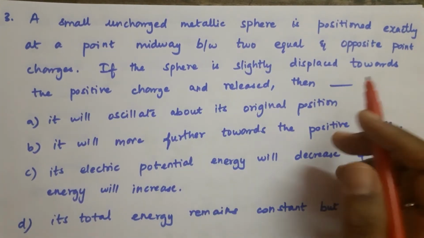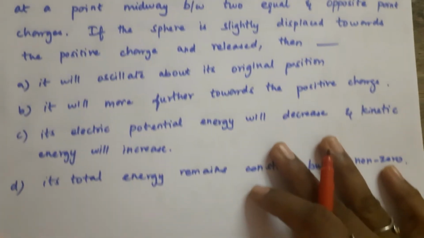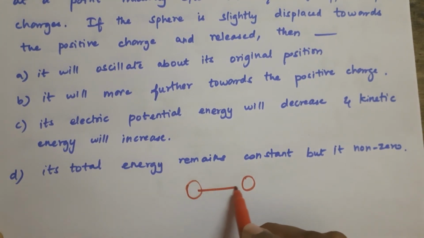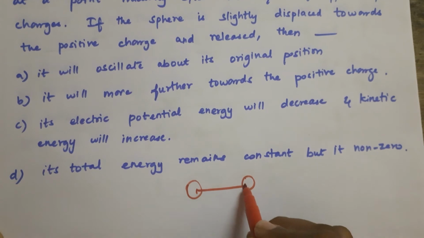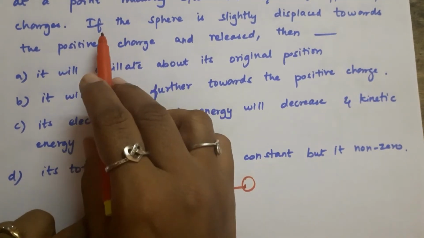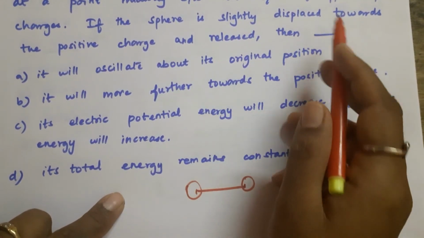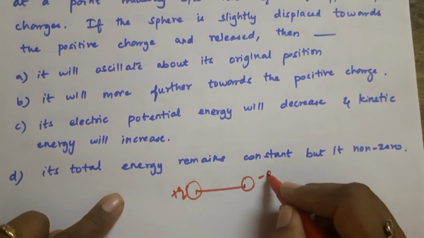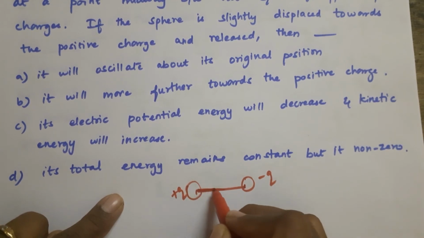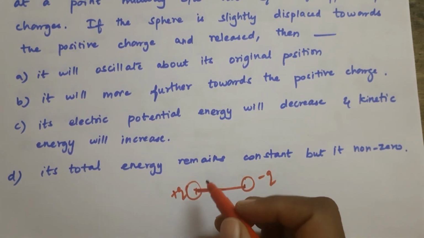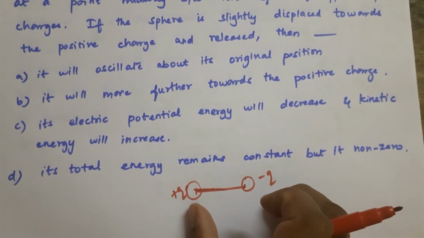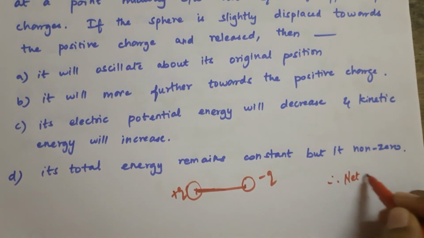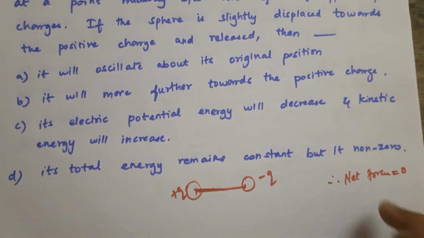A small uncharged metallic sphere is positioned exactly at a point midway between two equal and opposite point charges. Okay, two equal and opposite point charges. If the sphere is slightly displaced towards the positive charge, if this is positive charge plus Q and this is negative charge, then initially the force on the sphere is equal due to both negative and positive charge. So what is the net force? The net force will be equal to 0, right?